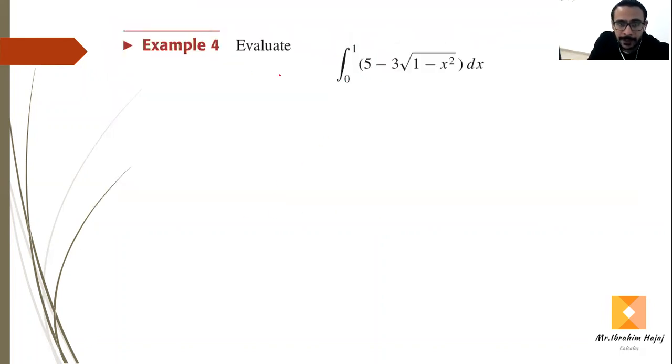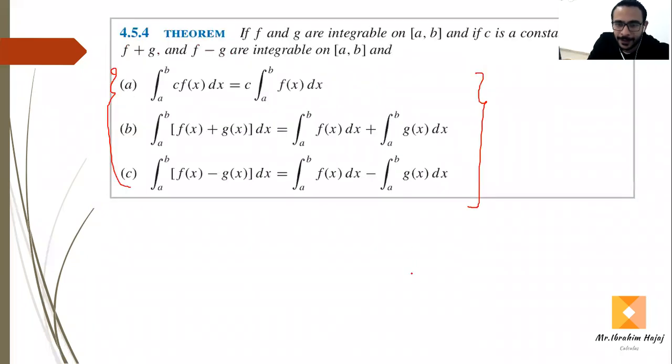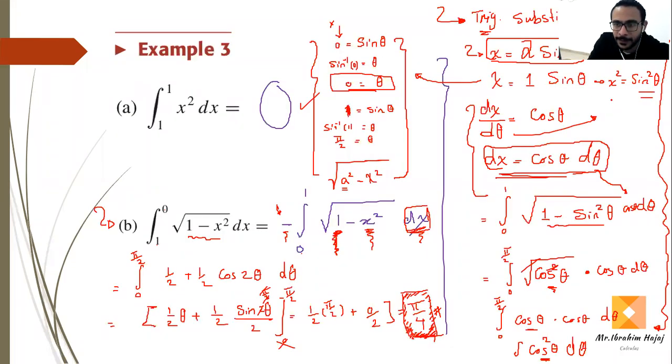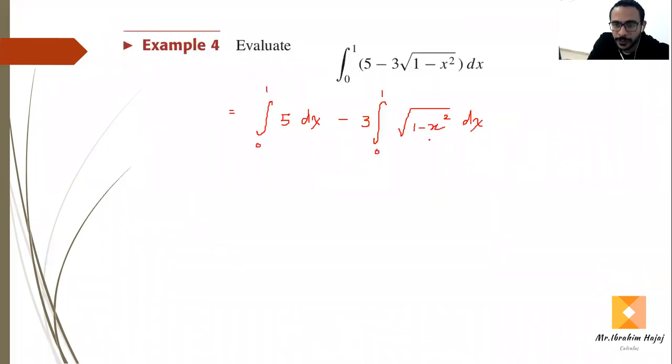For example, evaluate the integral from 0 to 1 of 5 minus 3 radical 1 minus x squared dx. First of all, let's split the function: the integral from 0 to 1 of 5 dx, minus the integral from 0 to 1, putting the 3 outside because it's a constant, of root 1 minus x squared dx, which is pi over 4. Here we take only the final answer, but this is the whole way to integrate radical 1 minus x squared. I don't know why the book brings this question here right now.